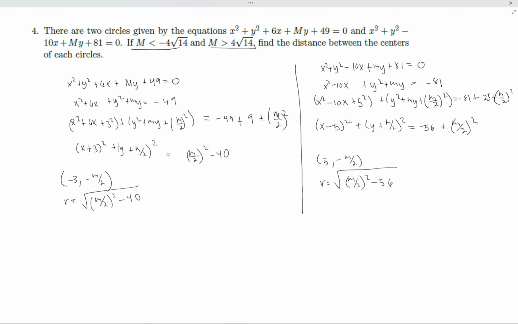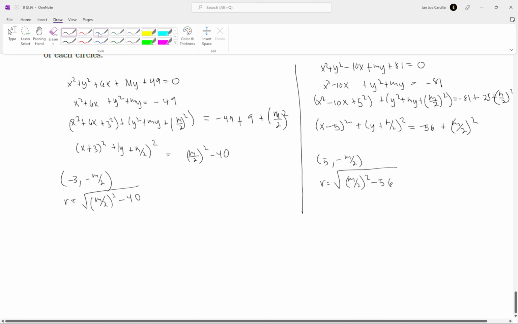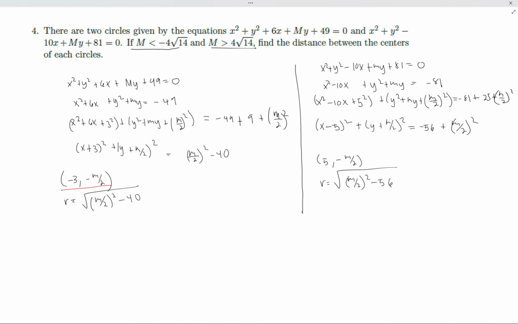Okay, we have two centers now. In order to find the distance from center 1 and center 2, or circle 1 and circle 2, basically we just use the distance formula from C1 to C2. In this case, let's call this point 1 and point 2 so we will not be confused. So in this case, point 1, that is negative 3 minus 5 squared, and plus m.